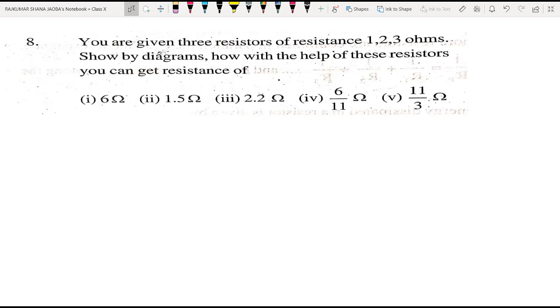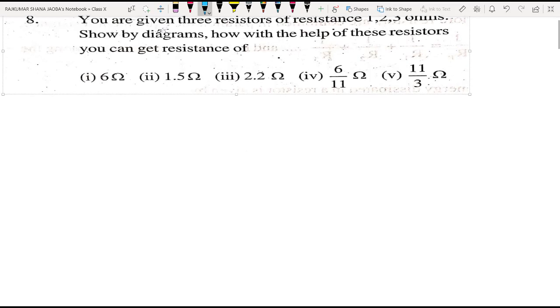Question number 8: You are given three resistors of resistance 1, 2, 3 ohms. Show by diagram how, with the help of these resistors, you can get resistance of 6 ohms, 1.5 ohms, 2.2 ohms, 6 by 11 ohms, 11 by 3 ohms. So, answer.